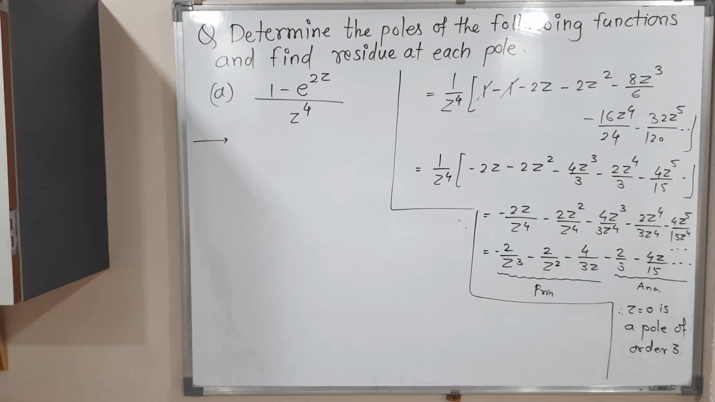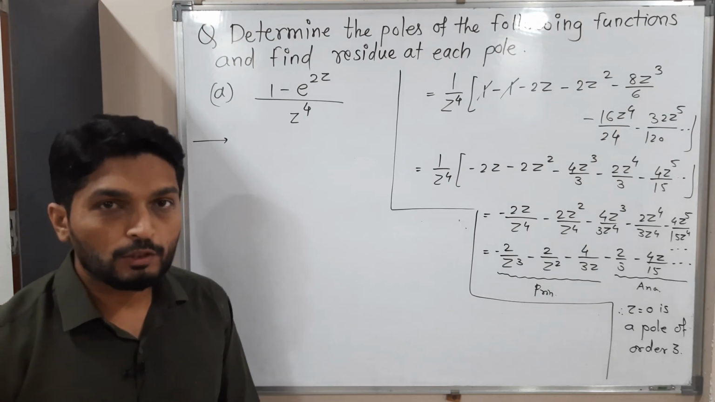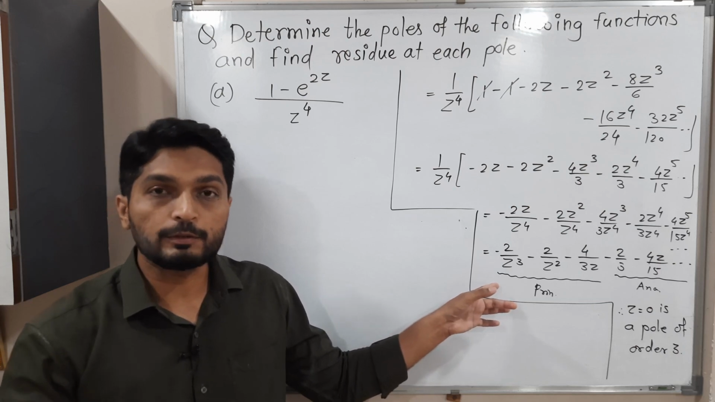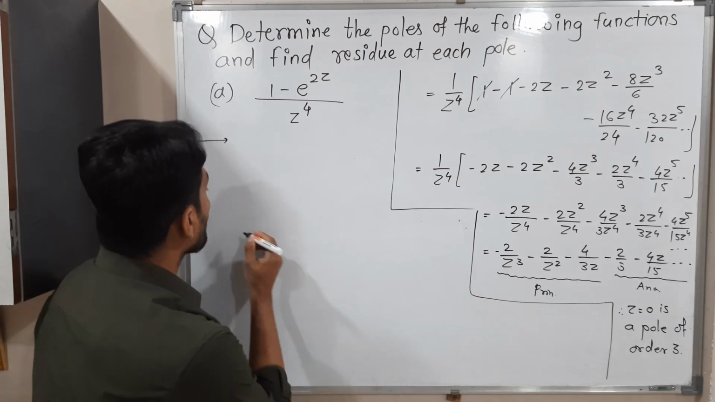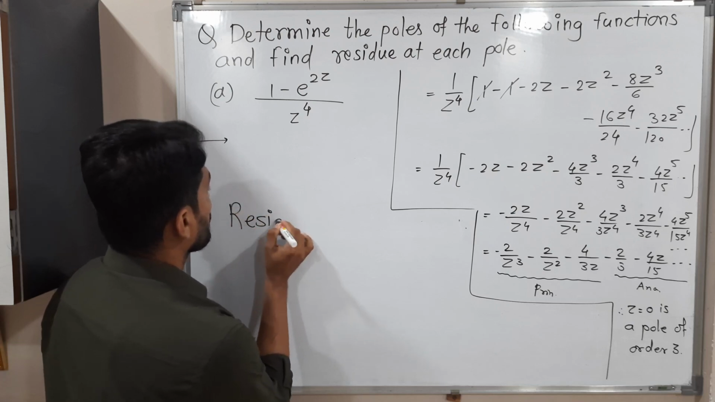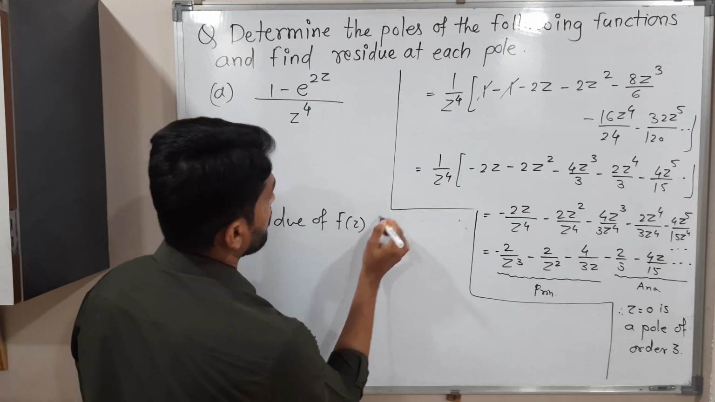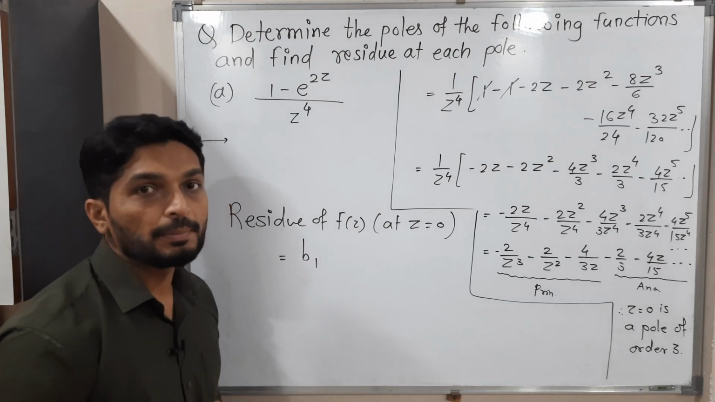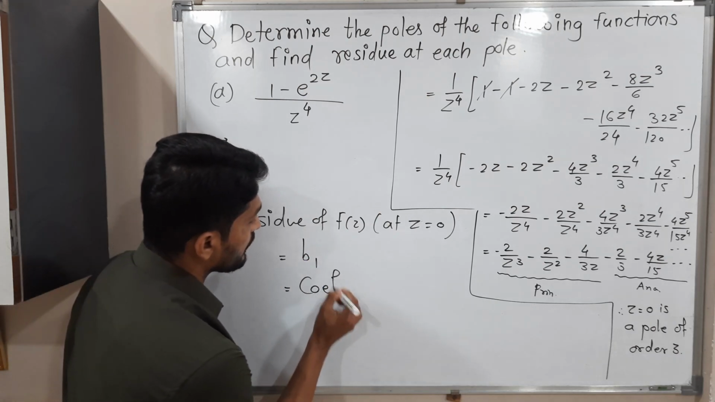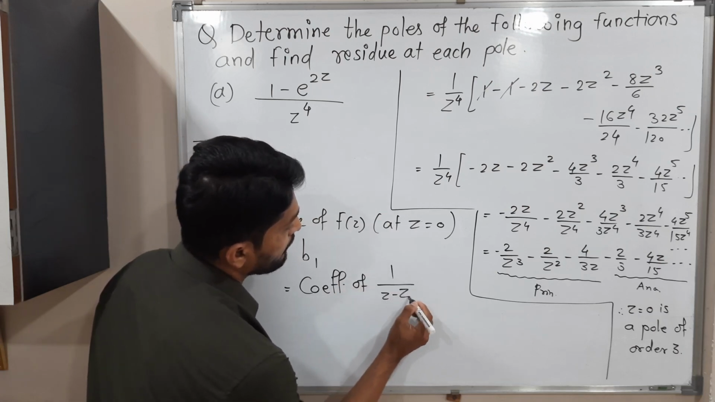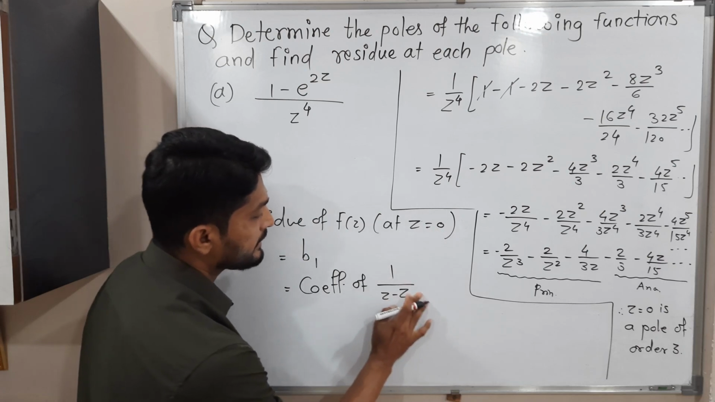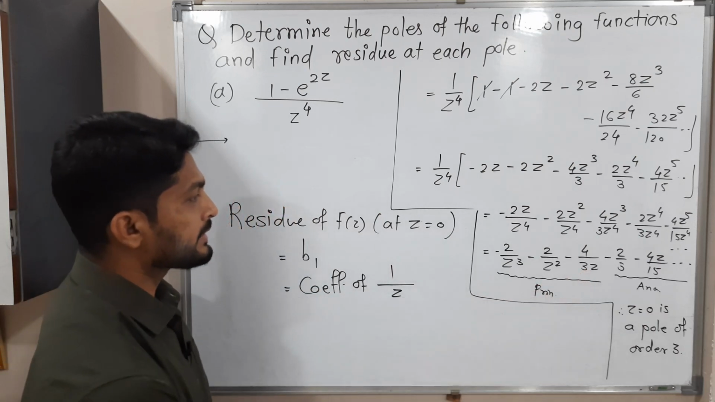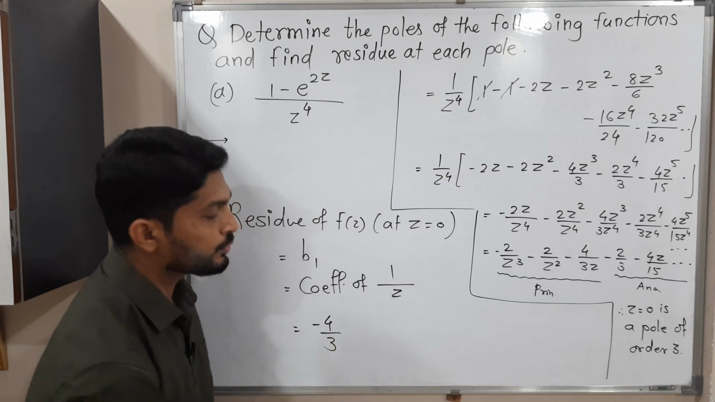So if you have a pole, we have a very simple formula to calculate the residue, but I will not go through the formula, I will go to the definition. Since already we have Laurent series expansion and the definition is related with Laurent series expansion. So residue of f of z at z is equal to 0. So the definition says residue is nothing but b1. B1 means what? It's a coefficient of 1 upon z minus z0. Here z0 is 0, that means z minus 0, which is z itself. So coefficient of 1 by z. What is coefficient of 1 by z? Coefficient of 1 by z, you can easily see in third term, we get minus 4 by 3. So this is required residue.